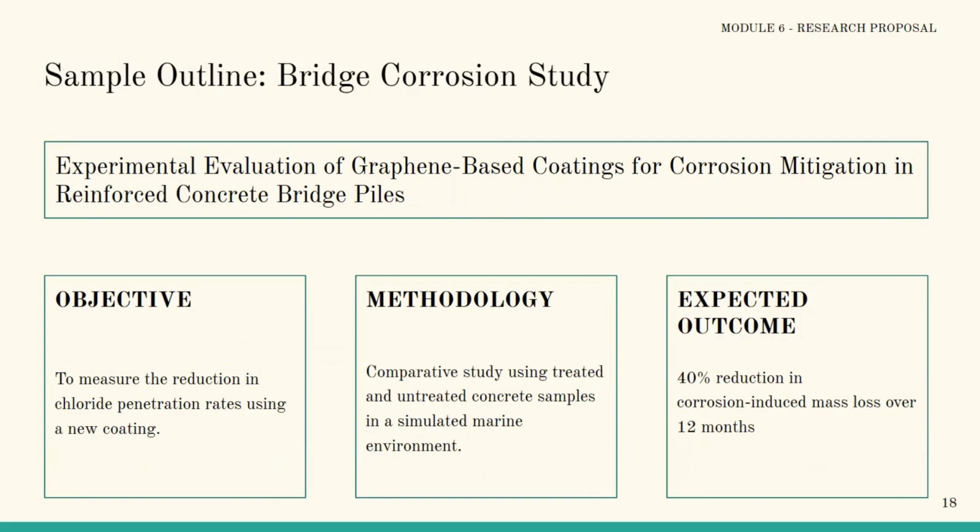This slide presents an example research proposal. The topic: experimental evaluation of graphene-based coating for corrosion mitigation in reinforced concrete bridge piles. The objective is to evaluate graphene-based coating for reducing corrosion. The methodology should be comparing treated and untreated concrete specimens in simulated marine environment. And what we're expecting, say, 40% reduction in corrosion-induced mass loss over 12 months.